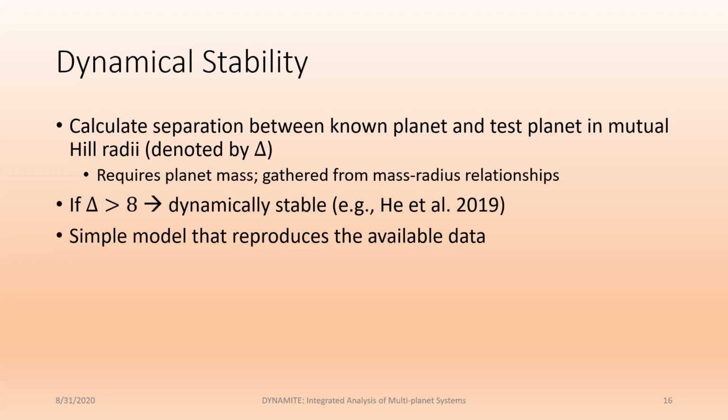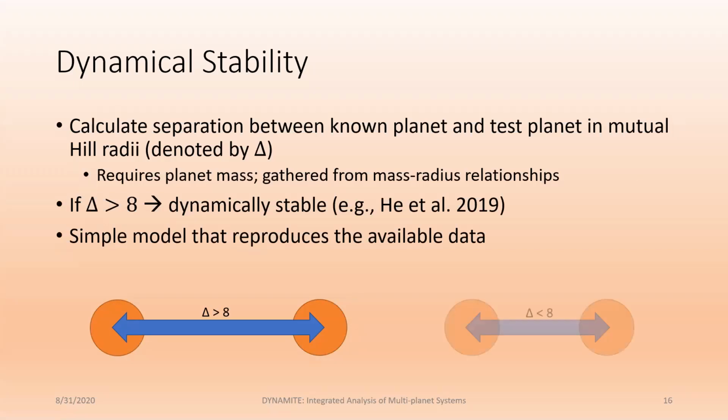This requires the mass of each planet, which is usually gathered from the known or predicted planet radius and a mass radius relationship. For each pair of known and test planet, we state that if the separation is greater than 8 mutual Hill radii, the test orbit is dynamically stable. If it is less than 8 mutual Hill radii, it is not stable, and the planets will likely scatter. Therefore, the probability of finding a planet within that period space would be 0. This is admittedly a very simple model, but it does match the data well.